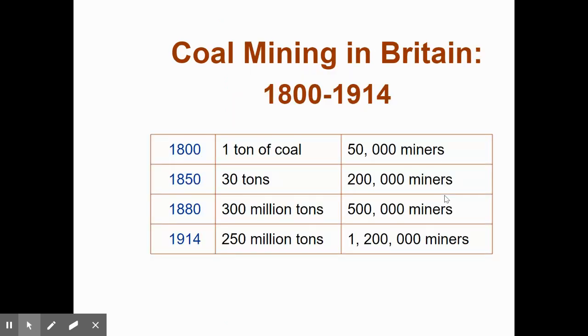So you can note, I want you to think about this chart here. 1 ton of coal took 50,000 miners. 200,000 miners is 4 times the amount of miners, but we have 30 times the amount of coal. Why is there such a jump? Well, there's better technology. And that's one of the things that happens during the Industrial Revolution.